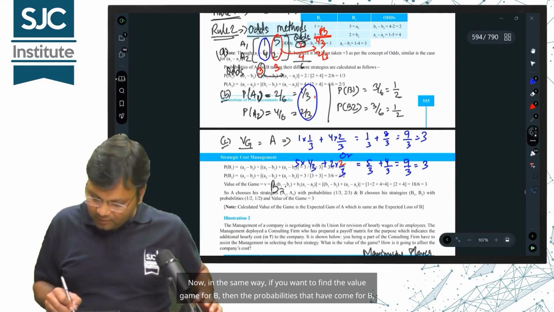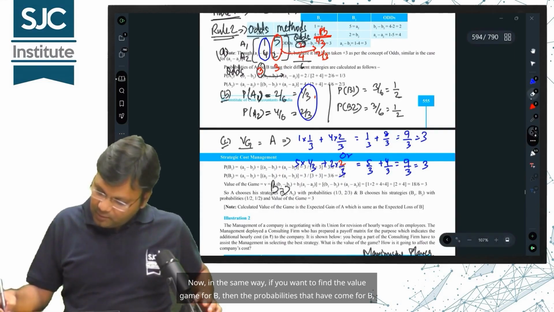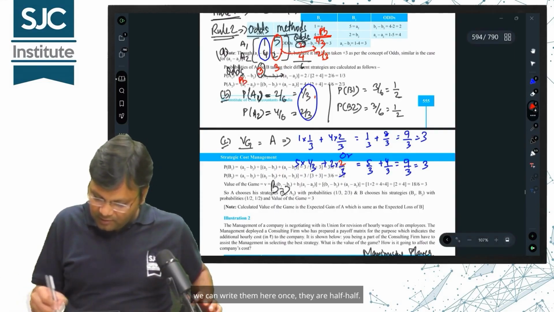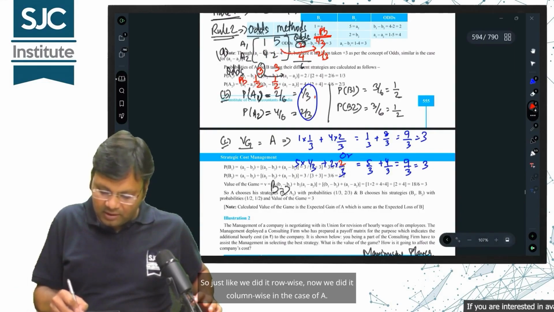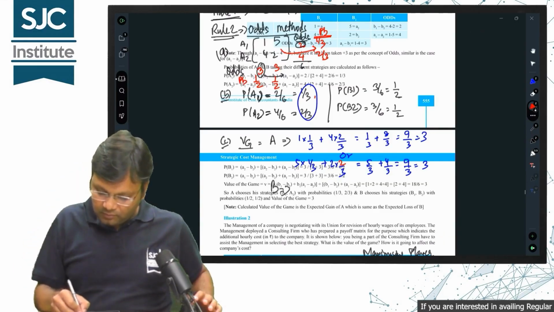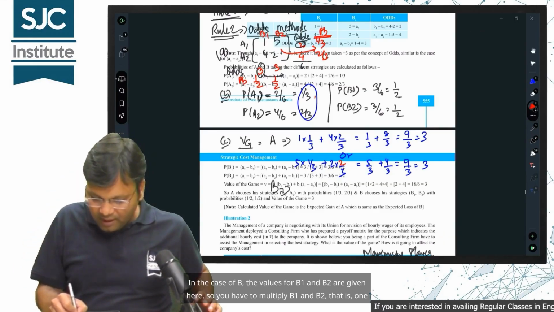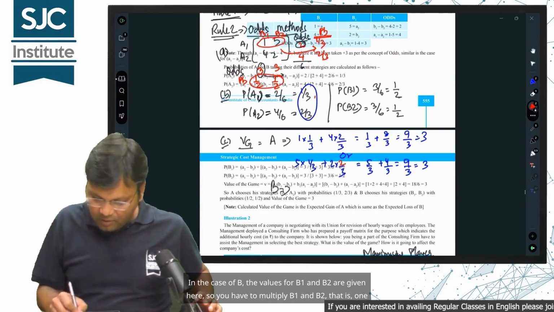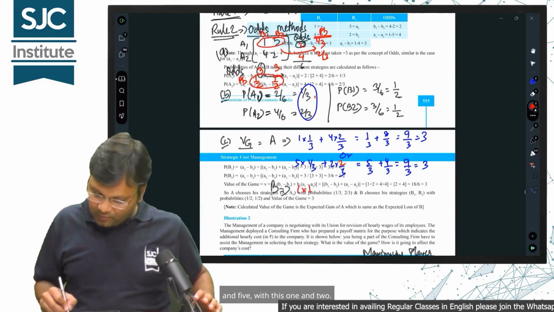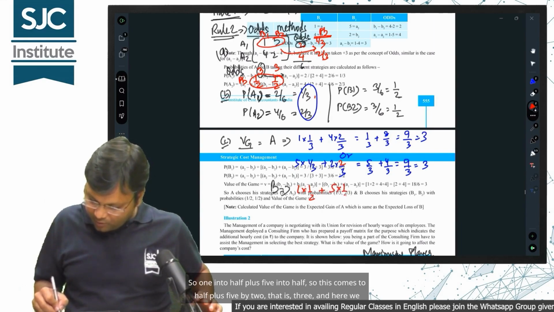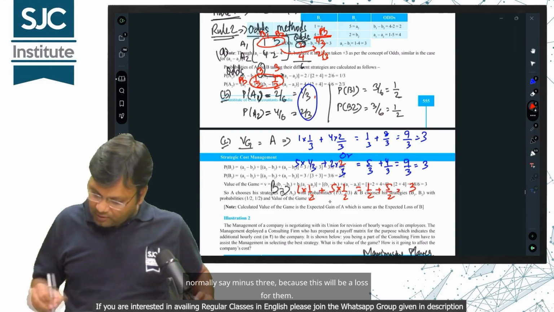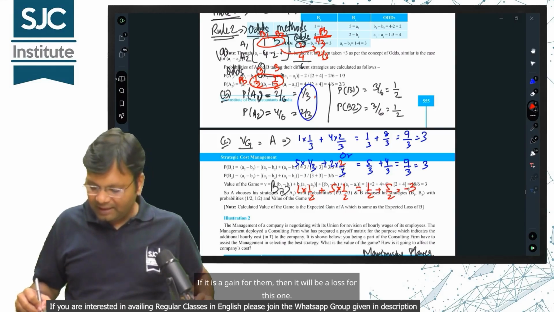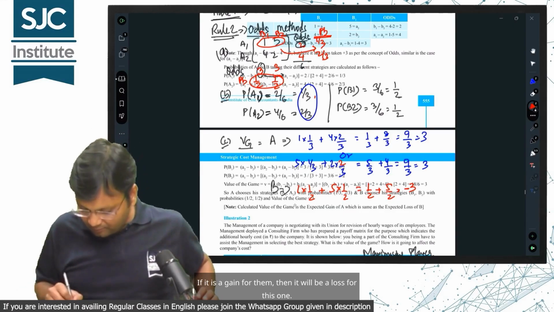Now, in the same way, if you want to find the value of the game for B, then the probabilities that have come for B, we can write them here once, they are half-half. So just like we did it row-wise, now we did it column-wise in the case of A. In the case of B, the values for B1 and B2 are given here, so you have to multiply B1 and B2, that is 1 and 5 with this 1 and 2. So 1 into half plus 5 into half, so this comes to half plus 5 by 2, that is 3, and here we normally say minus 3 because this will be a loss for them. If it is a gain for them, then it will be a loss for this one.